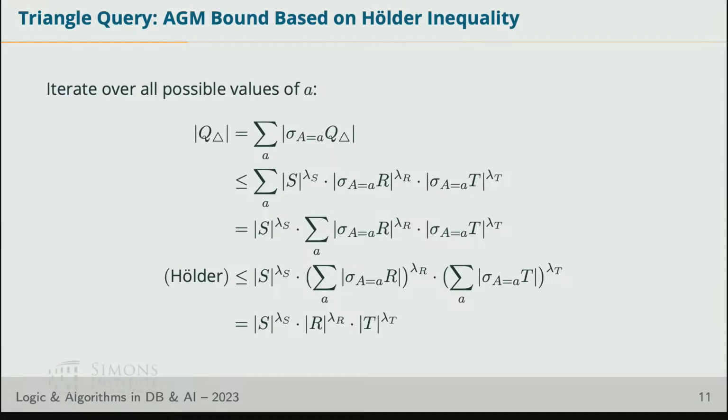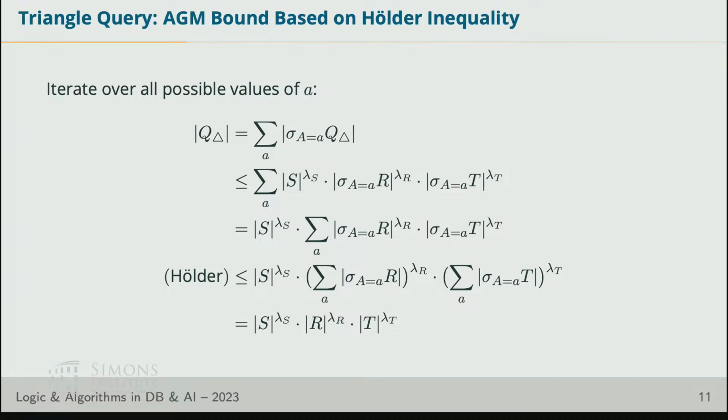And now we apply Hölder because lambda r plus lambda t is more than 1. So you can push the sum inside the product, but you get an upper bound. That's the Hölder inequality. Now this is the sum over all of the a sections of r, which is just r, and the sum over a sections of t is just t. So that's how we get the fractional edge cover bound without using the entropy argument.